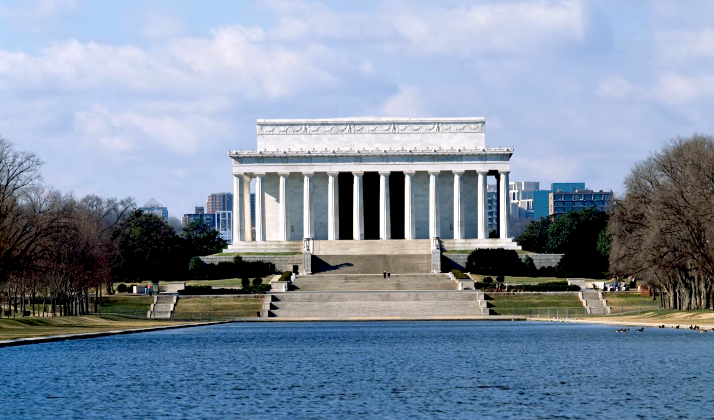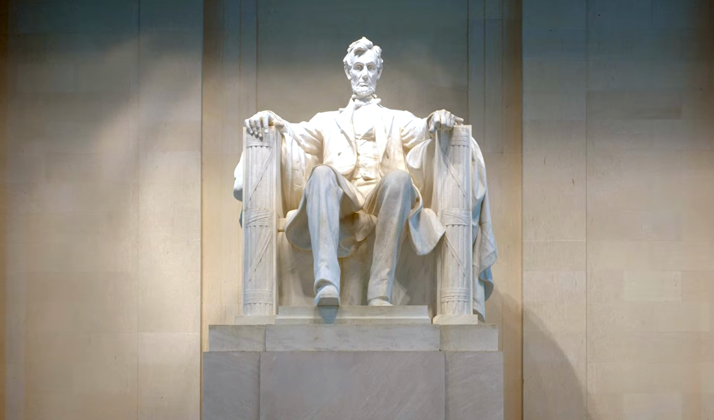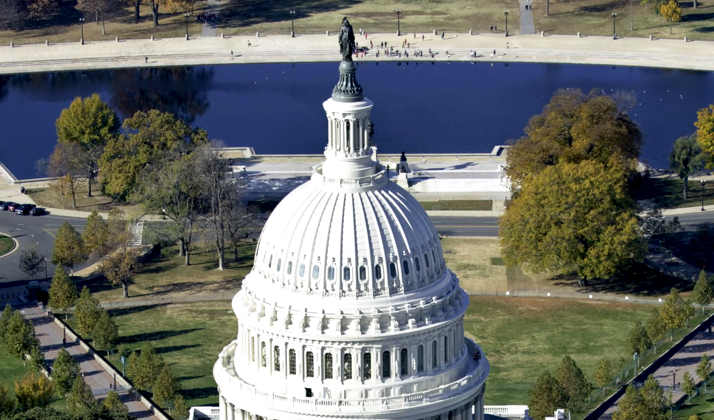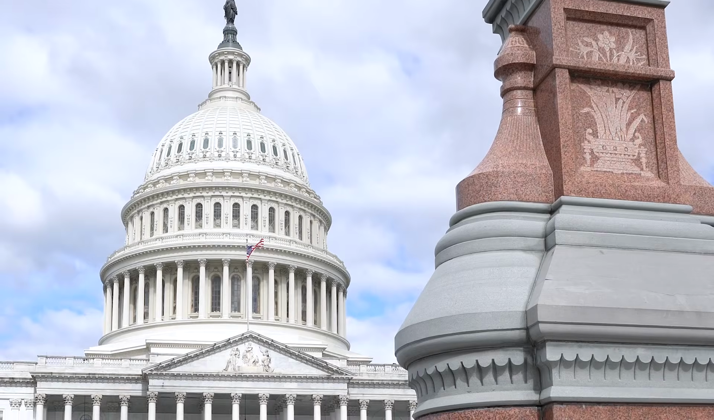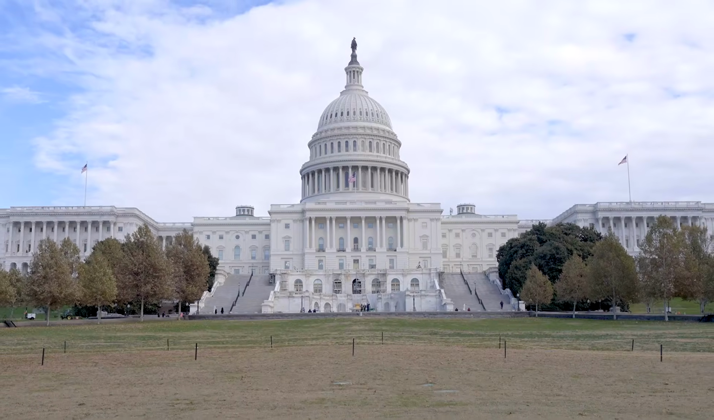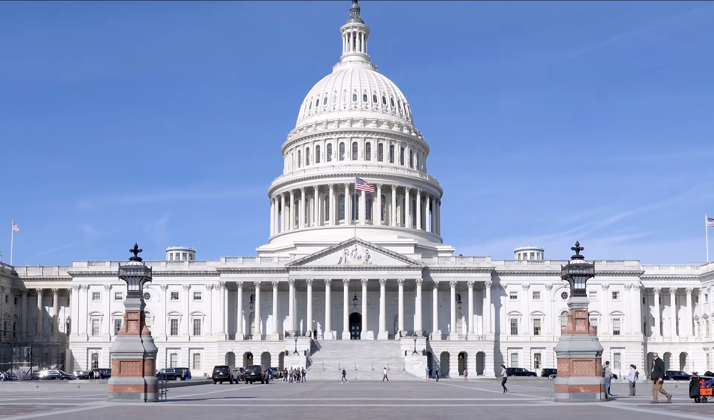When you think of Washington, D.C., what images come to mind? Many of us think of memorials to presidents like Washington, Jefferson, and Lincoln, or even our beautiful cherry trees in spring. How about this? This is the United States Capitol building. It's a symbol of American government and democracy around the world. It's not a monument or a museum. It's the building where the United States Congress makes laws.